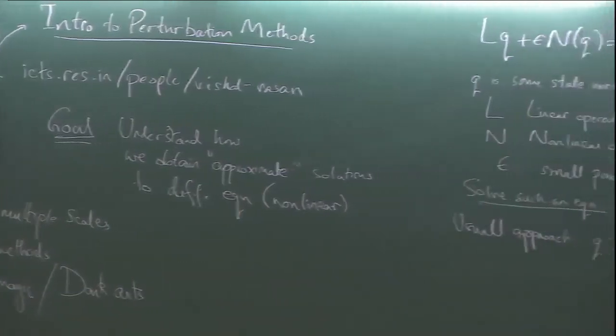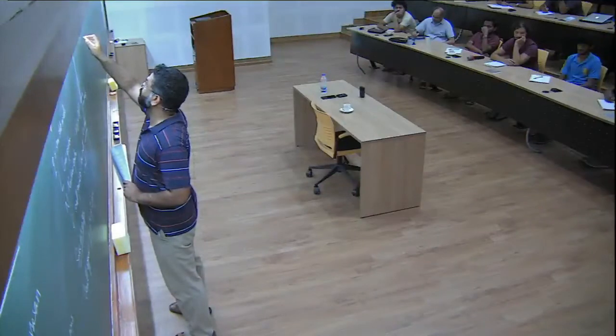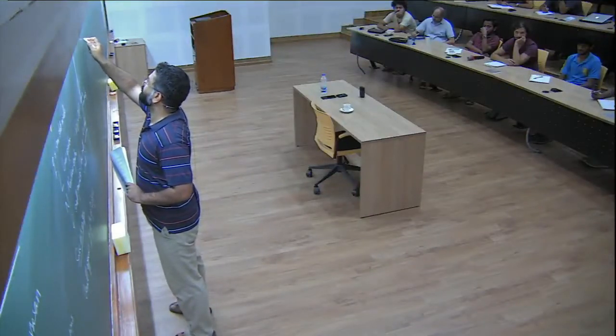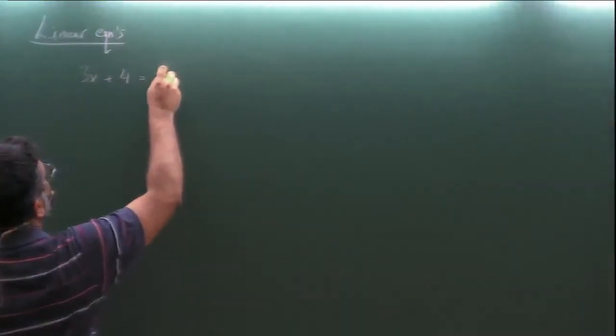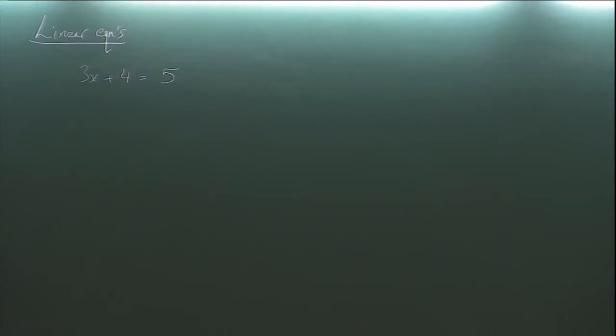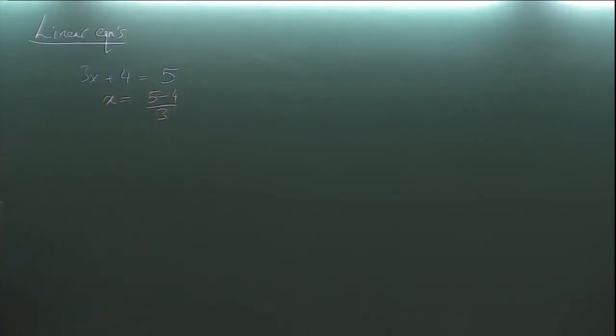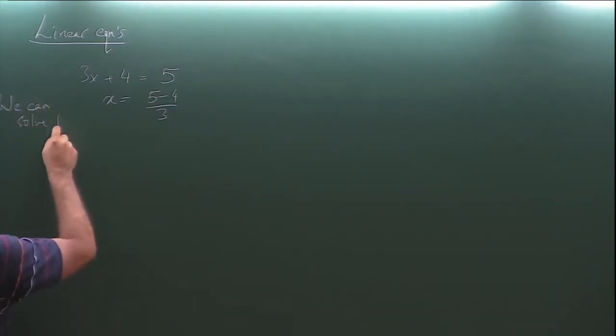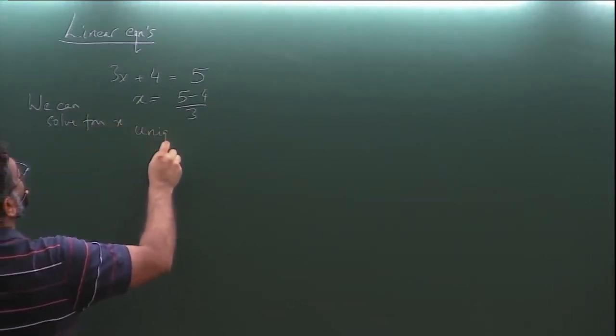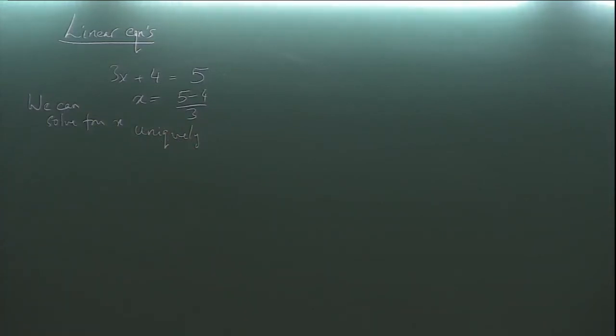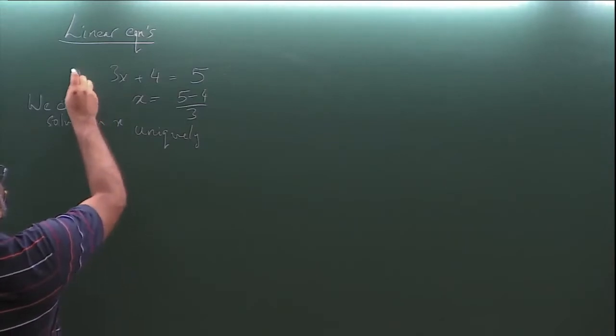You've all probably seen linear equations of this form. Let's start with something very simple. x is a scalar. This is probably something you did in sixth standard or something. We can clearly solve this. x is 5 minus 4 by 3. And that's as far as I'll go on the board. I'm not going to do any more calculations because I will get it wrong. So we can solve for x uniquely. This is case one.